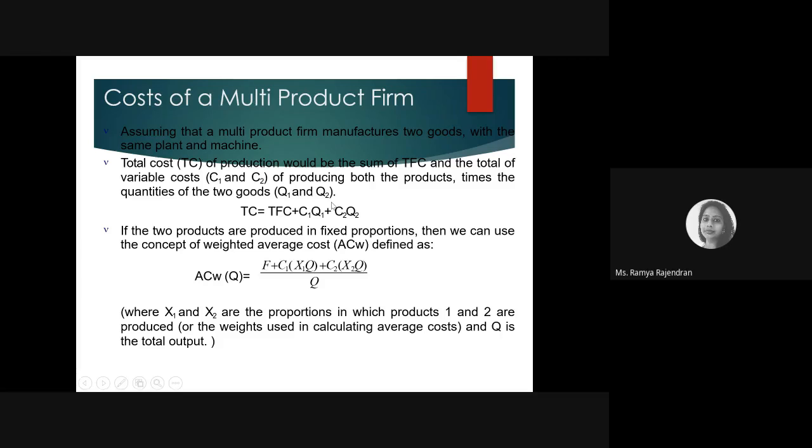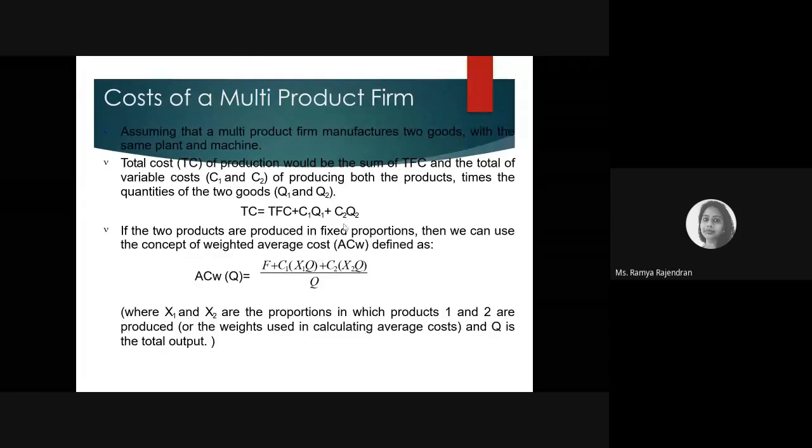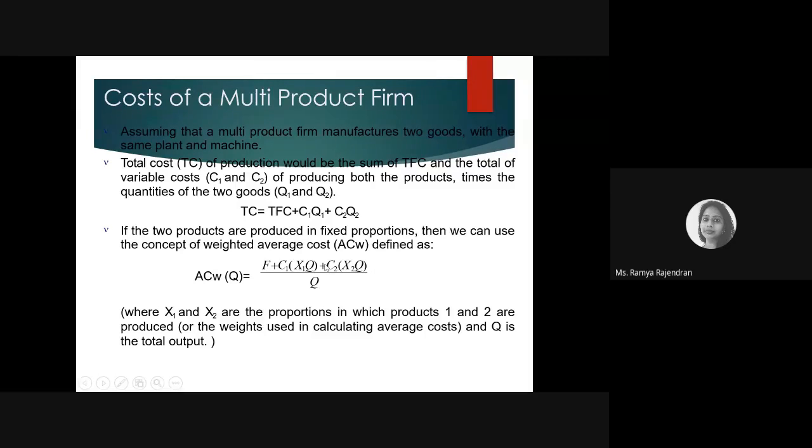But imagine you're making almost 80 products in the phone 1 category and 20 products in the phone 2 category. To calculate the average cost, you have to employ this method. So F is your fixed cost. C1 is the cost of manufacturing one unit of the first product, and Q is the number of products. X1 is your proportion for the first product, and X2 is the proportion for the second product. So here you are using the formula F plus C1 X1 into Q plus C2 X2 into Q, divided by Q. Q is the total output.